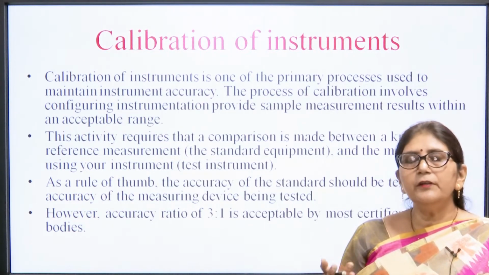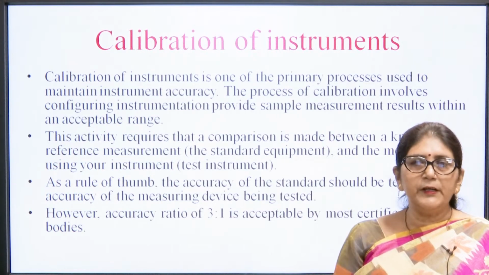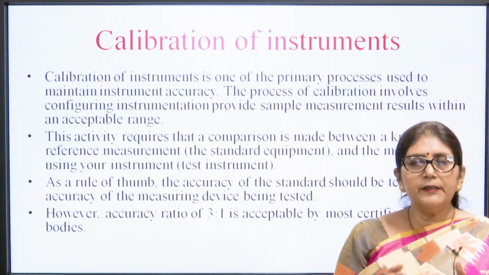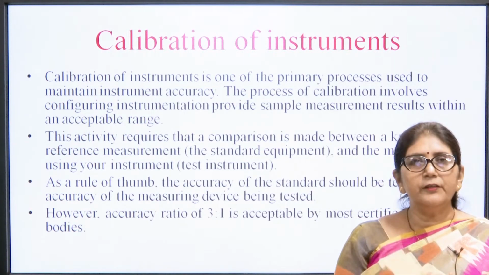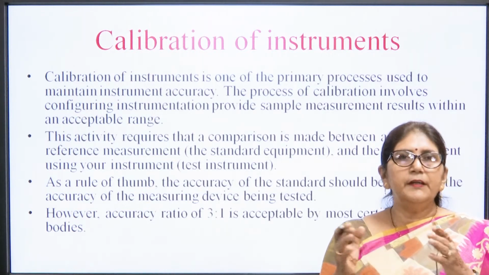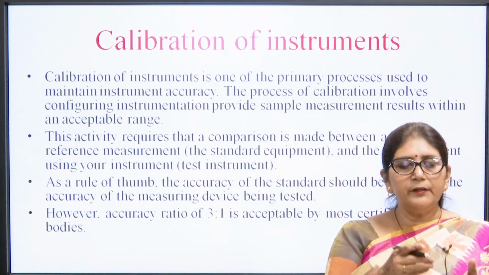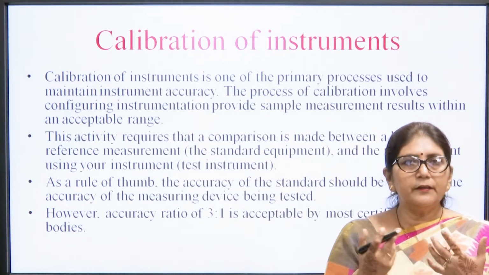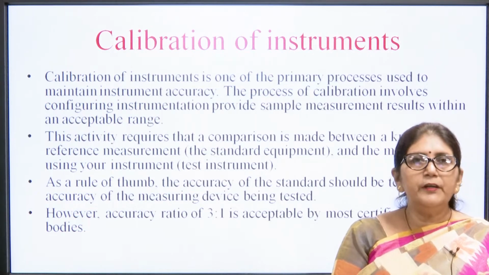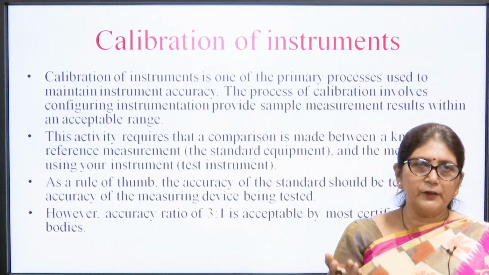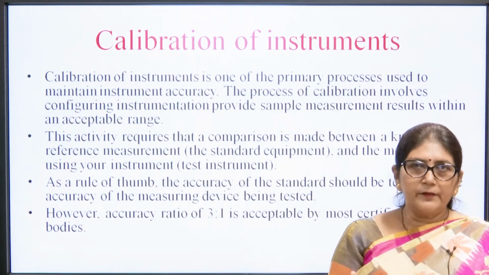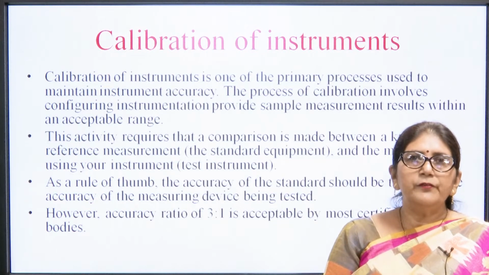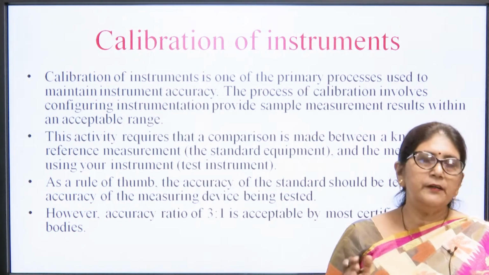In calibration we compare our instrument with the standard one. By comparison we can see whether our instrument is accurate, what the tolerance of our instrument is, and whether there is any error. If our instrument has an error, then when we take the reading of an unknown quantity, we have to add or subtract the error to find the accurate value. So, calibration of any instrument is one prime process used to maintain instrument accuracy.